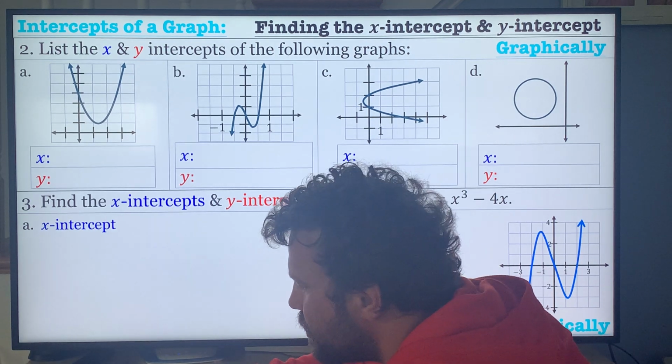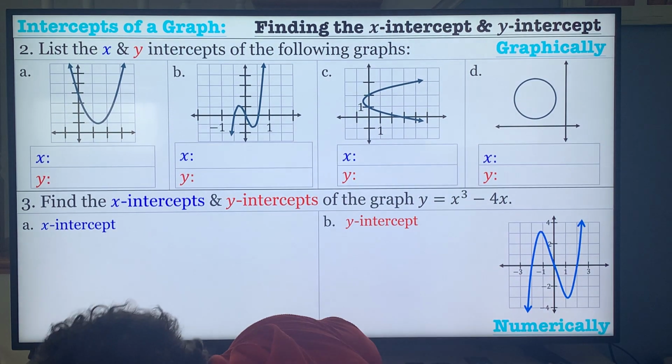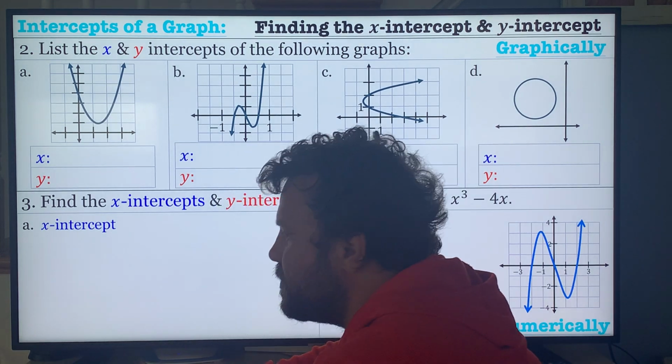Who took my pointer? Uh-oh, there's a car going on.